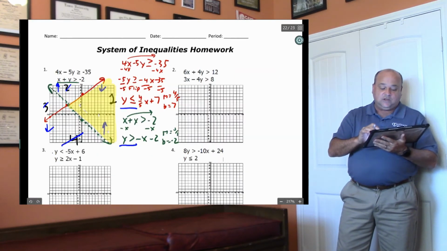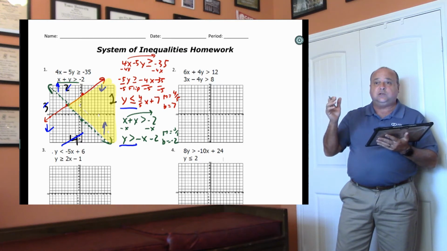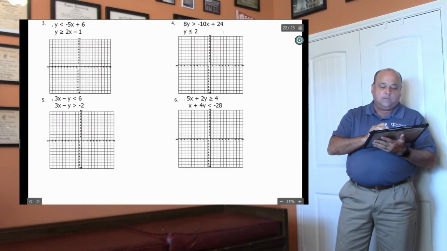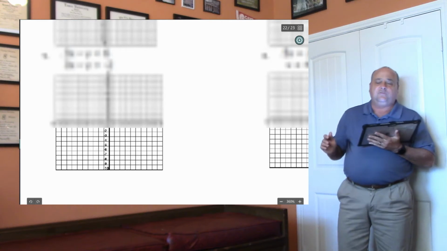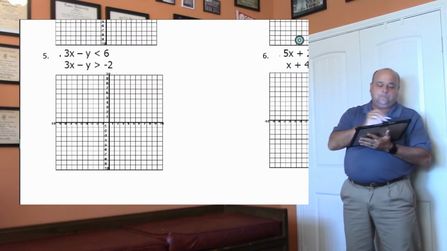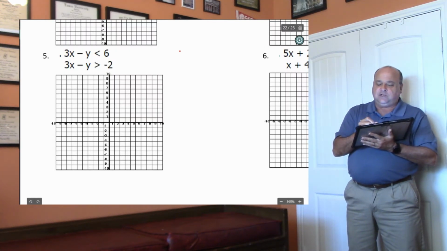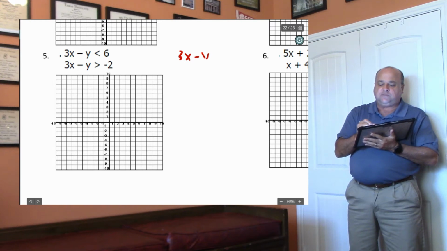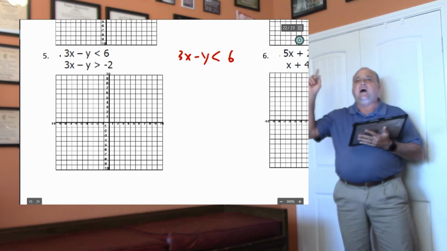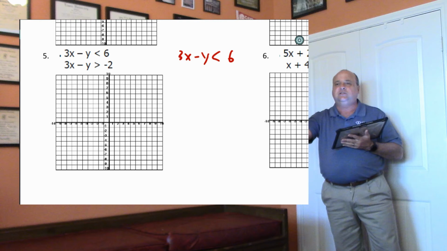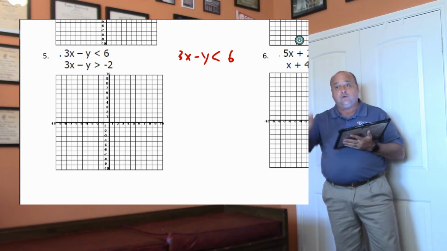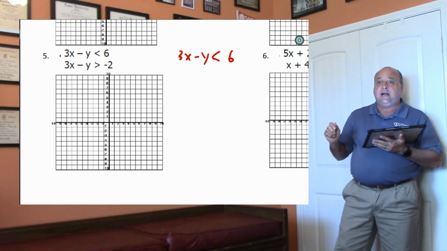Now then, some of these are already solved for y, like number 3 should be pretty simple. I'm going to do number 5 for you because that one's a little bit different, and then you're going to have to do 4 on your own. So on number 5, let's write down the first equation, 3x minus y less than 6. My y is negative, so the inequality is going to flip. I will not shade down, I will shade up, and the line will be dashed.